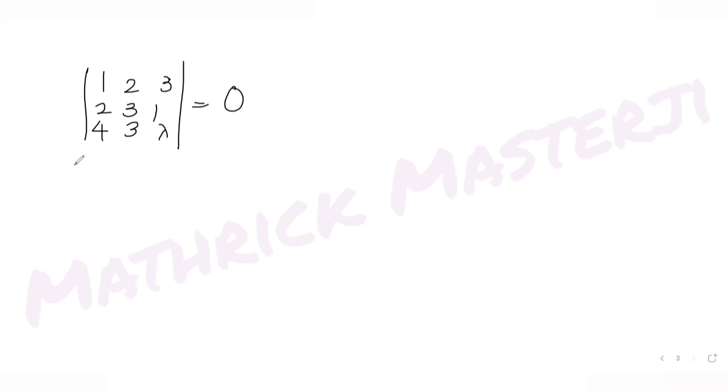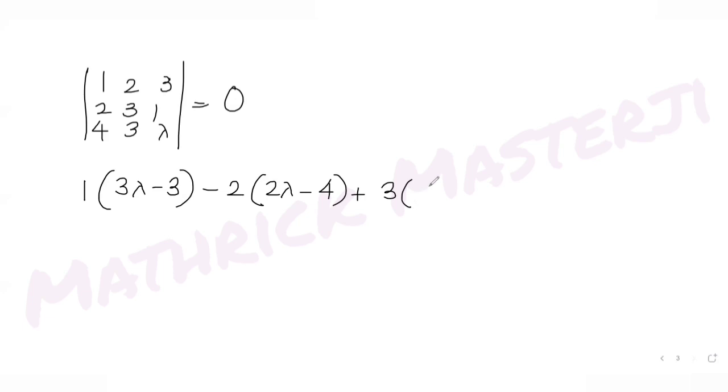Let's try to expand this determinant now. If I do that, I get 1, 3 times lambda minus 3 times 1, which is 3, minus 2. If I expand this, I get 2 times lambda minus 4 times 1, which is 4, plus 3. I get 2 times 3, which is 6, minus 4 times 3, which is 12, is equal to 0.